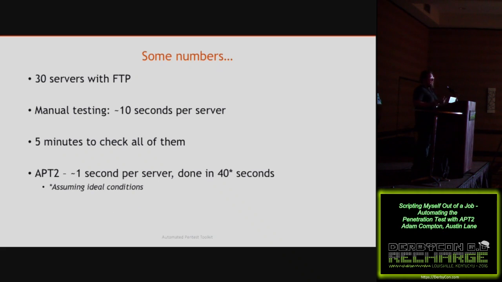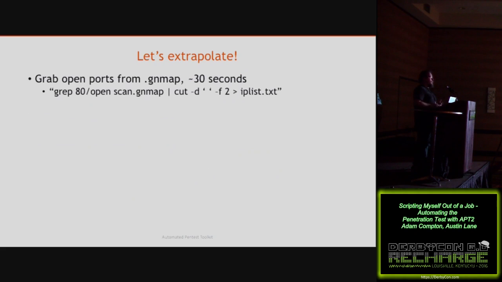So let's extrapolate. Any service you can think of, typically what you're going to do is take the scan file and see a list of all the stuff that's on this network. We like to go to FTP, SMB, HTTP, stuff like that. You're going to go down the Nmap output and say, all right, there's all these hosts that have this service. So let's grep this port out of the file.